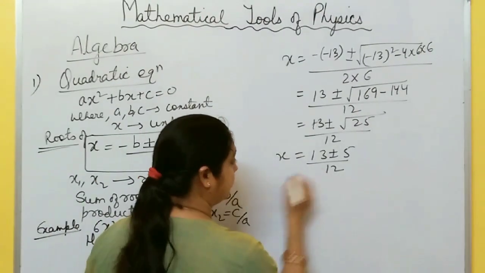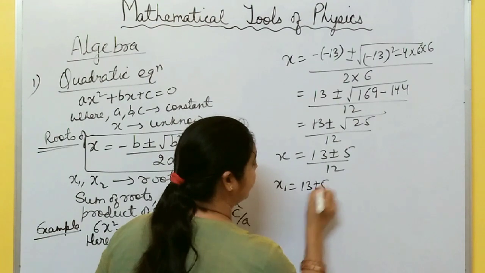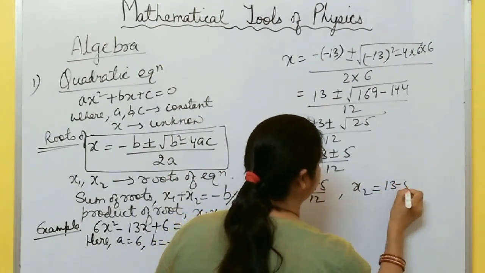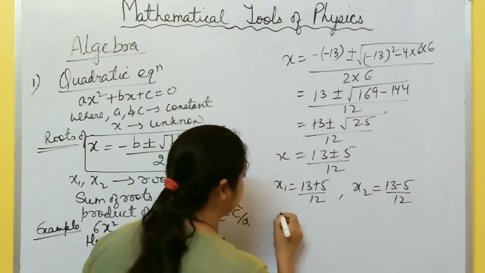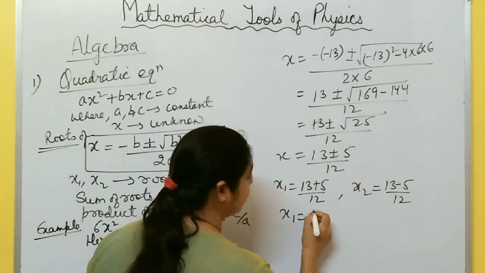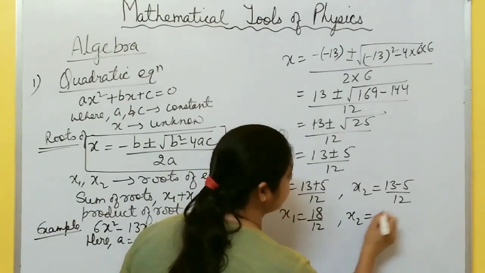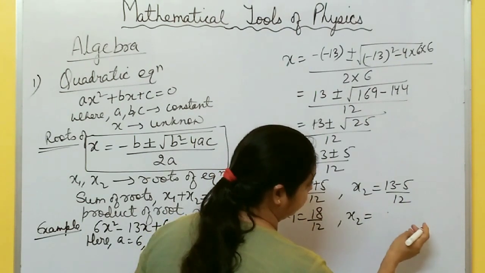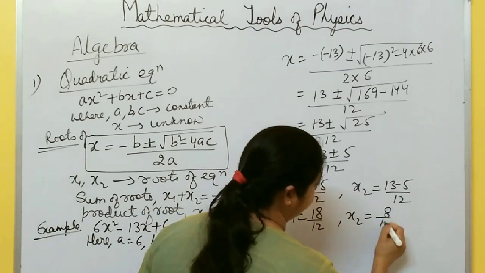One value is with plus 5. x1 is 13 plus 5 by 12 and another value is 13 minus 5 by 12, right? So this x1 becomes 13 plus 5, 18 by 12, and x2 becomes 13 minus 5, 8 by 12.